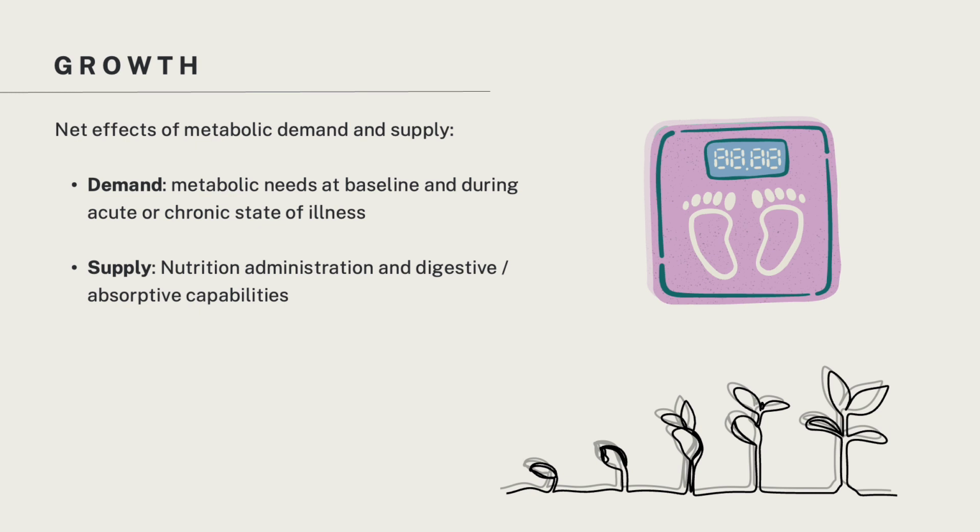A simple way to describe growth is through the net effect of metabolic demand and supply. The metabolic demand includes metabolic needs at baseline and during acute or chronic states of illness. The supply depends on nutrition delivery and the digestive and absorptive abilities.